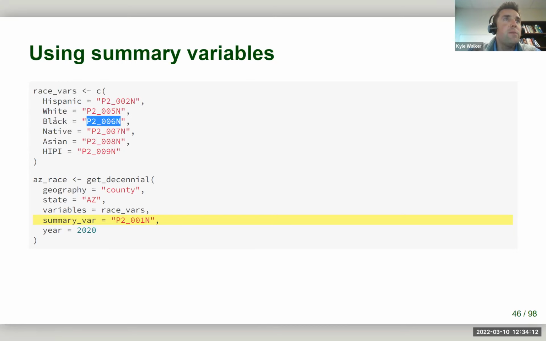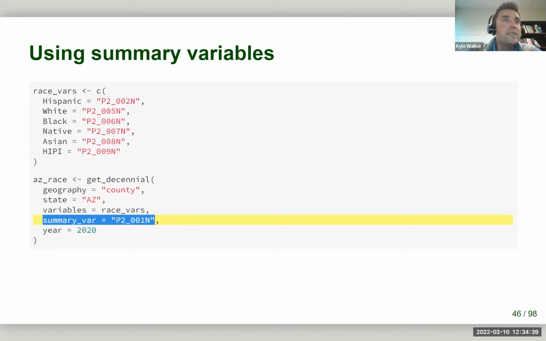Non-Hispanic Black, which we'll call black. Non-Hispanic Native American or Alaska Native, which we'll call native. Non-Hispanic Asian, which we'll call Asian, and then non-Hispanic Hawaiian or Pacific Islander, which we'll call HIPI. And so we can do that and then pass that vector to the variables argument here, but we're using a brand new argument here called summary_var.